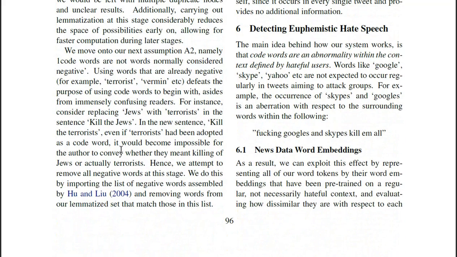We move on to our next assumption, A2, namely, code words are not words normally considered negative. Using words that are already negative, for example, defeats the purpose of using code words to begin with. Aside from immensely confusing readers, for instance, replacing these words in the new sentence, even if terrorist has been adopted as a code word, it would become impossible for the author to convey whether they meant killing some other community. Hence, we attempt to remove all negative words at this stage. We do this by importing the list of negative words assembled by Hu and Liu and removing words from the lemmatized set that match those in this list.